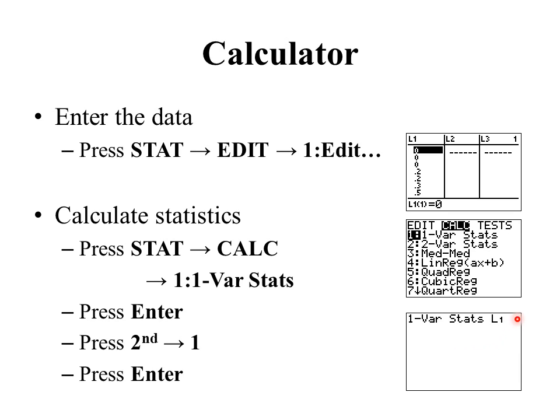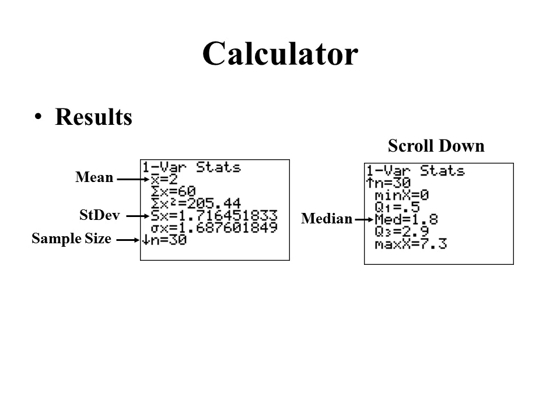And then we need to enter the name of the list containing our data. So if you hit the second button and then the 1 key, it will enter an L1 there. Now if your data was in L2, then you'd hit second 2. If your data were in L3, you'd hit second 3, and so on and so forth. So then you hit Enter again, and you should get your results that look like this.